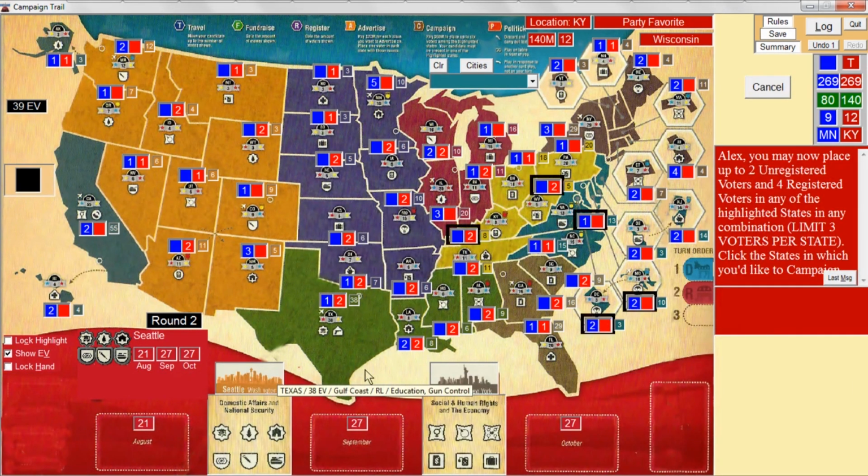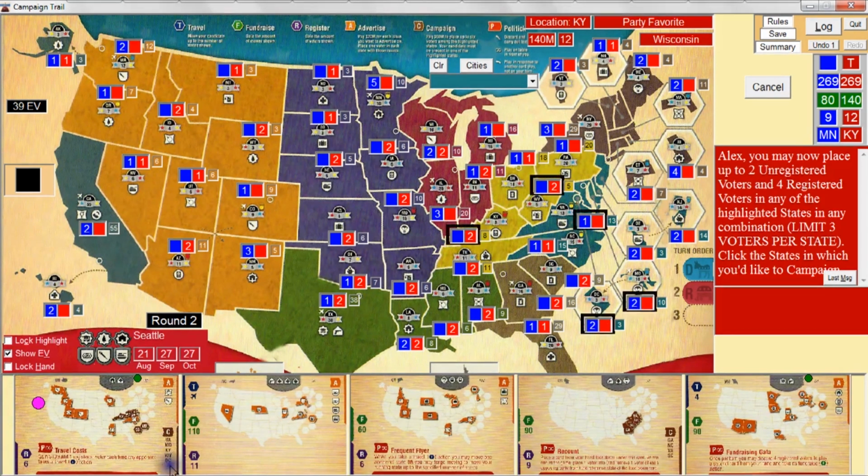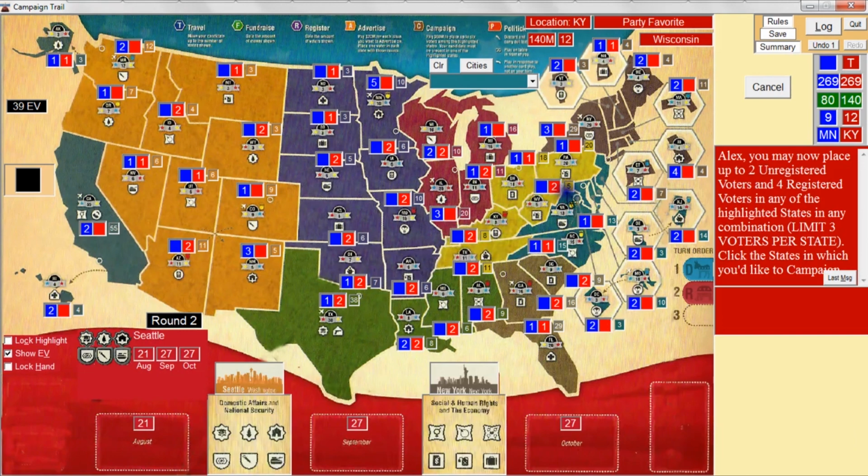Okay, so remember, Alex had a special ability as the party favorite. She can place up to 2 unregistered voters in any of these flashing states. These are the states that were listed on the card that she could campaign in: obviously, the state she's in, which is Kentucky, as well as these other states that are nearby, even though they're in other regions. So she can place a total of up to 6 voters, the first 2 of which are unregistered voters, and the other 4 would be registered voters. She doesn't have to spend all 4 of those registered voters, but she is limited to 3 voters per state, again, for purposes of being the party favorite.